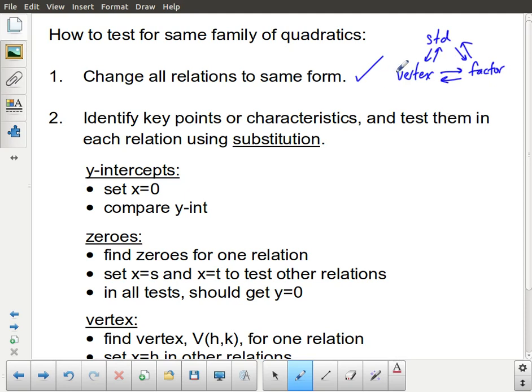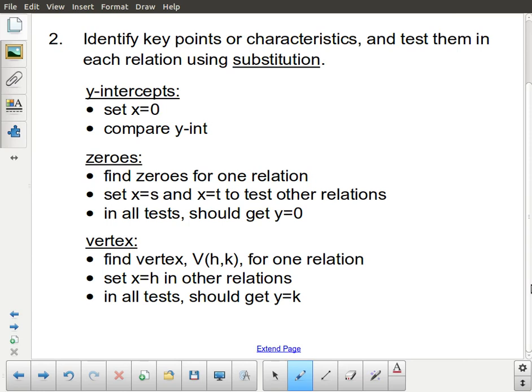But there actually is. So when I say easiest, this is not necessarily algebraically easiest, but this is the most straightforward way to do it. So if you're trying to test for a family of the same vertex, change everything to vertex form. But there's actually an easier way from an arithmetic and certainly from a speed point of view, and that is to actually focus on the idea of those key characteristics. And in particular, I want to think about it in terms of key points, and then we're going to test those key points in all of the relations using substitution.